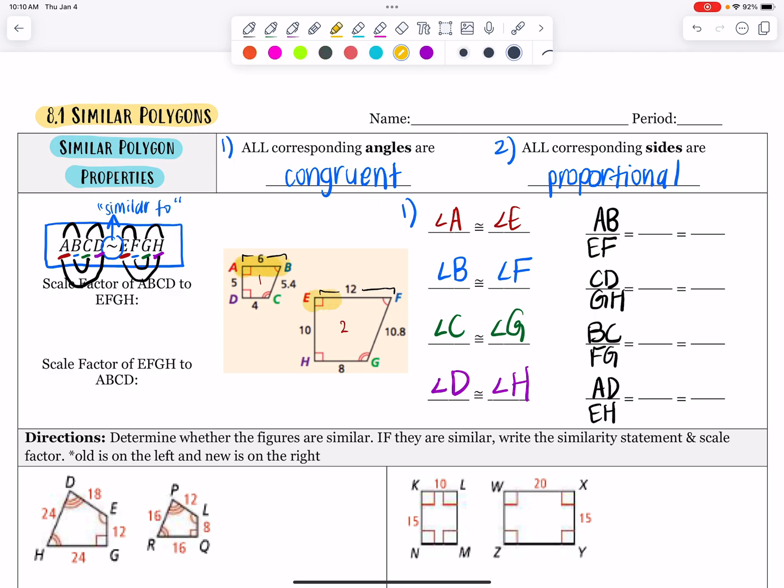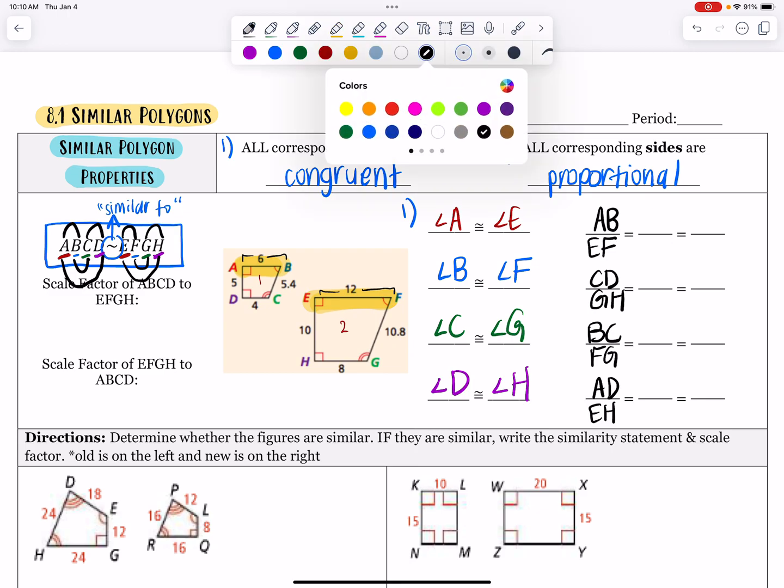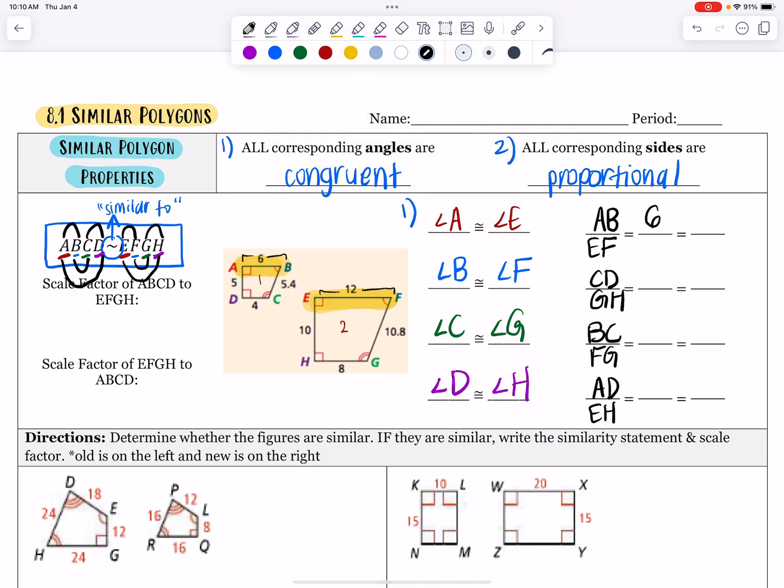So AB is in the same position as EF, and so we're going to fill in the numbers there. That would be 6 over 12. Okay, let's change colors again. Here's BC, here's FG, so that's going to be 5.4 over 10.8. Since these are facing the same way, I can talk about their positions. This is the bottom 4 and the bottom 8, so 4 over 8. And AD over EH, let's bring it home. AD is here, EH is here, so that's going to be 5 over 10.